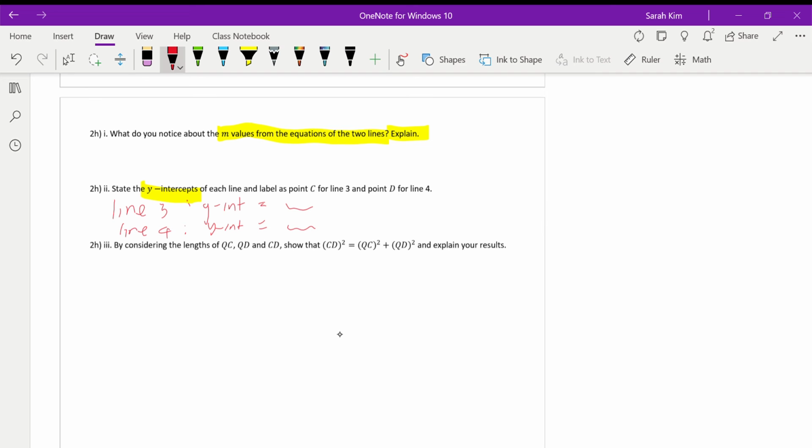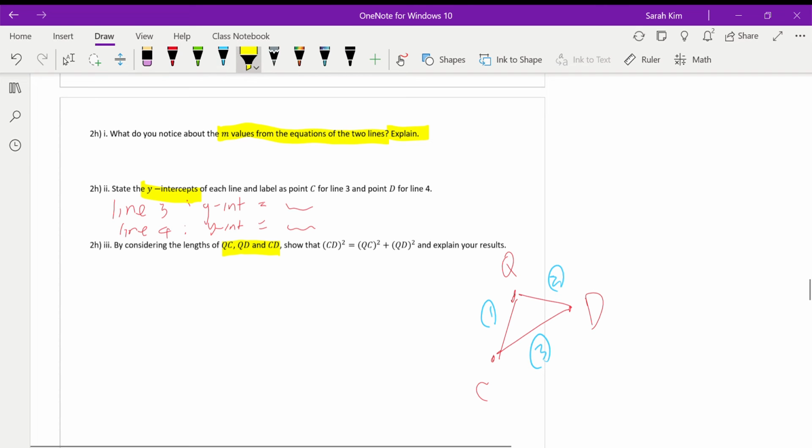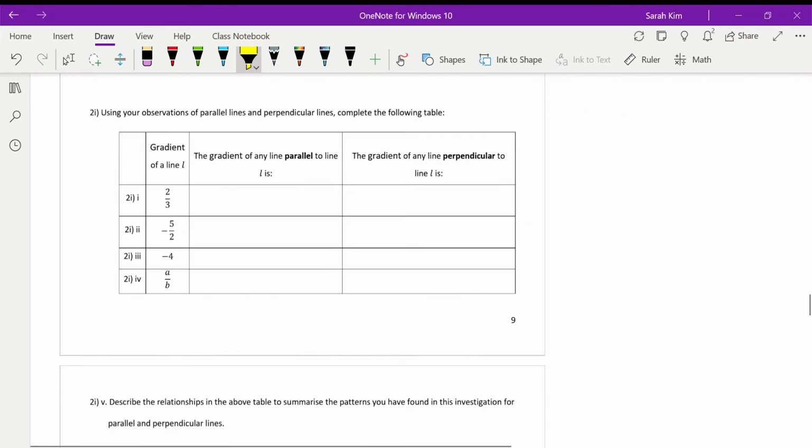Okay? By considering the length of, again, same, we're doing these 3 lengths again. So now we know Q, now we know C, now we know D, right? You got to figure out those lengths. Length 1, length 2, length 3, and then figure out if this holds again. Is it a tick or is it not a tick? And then explain your result. You've got to explain that result.